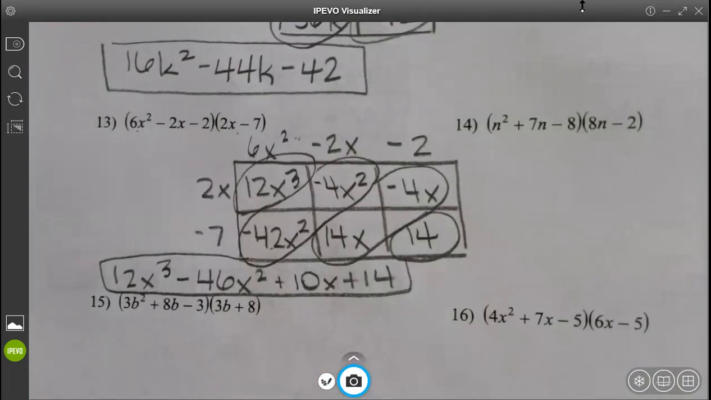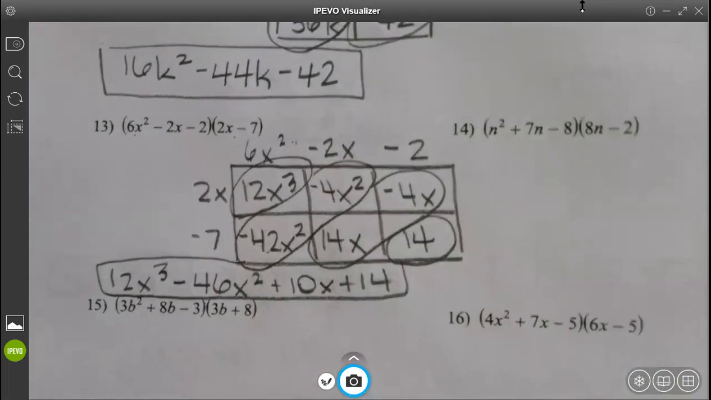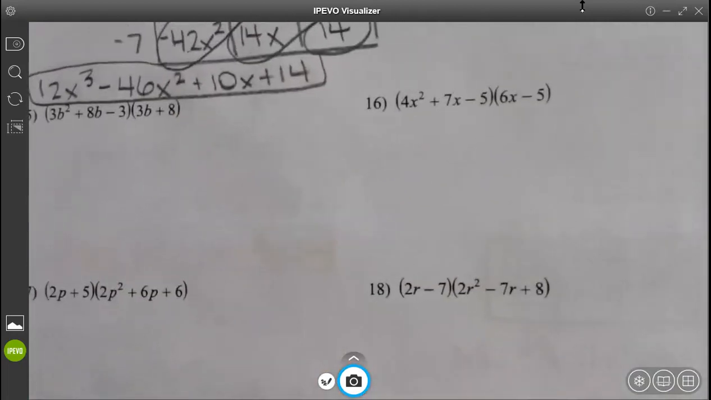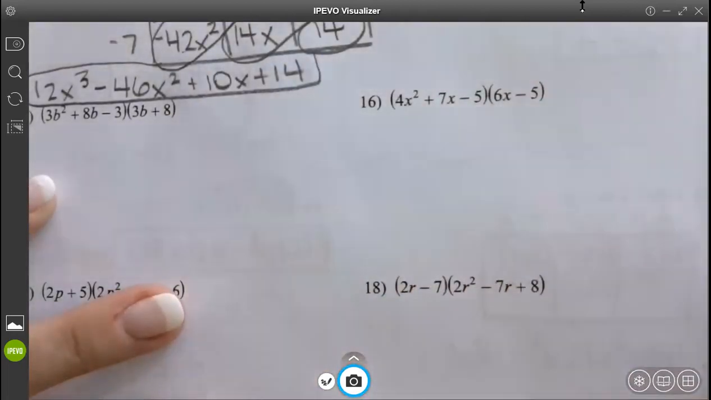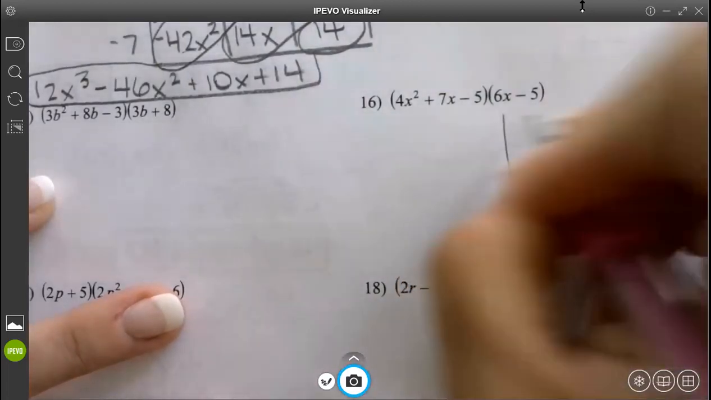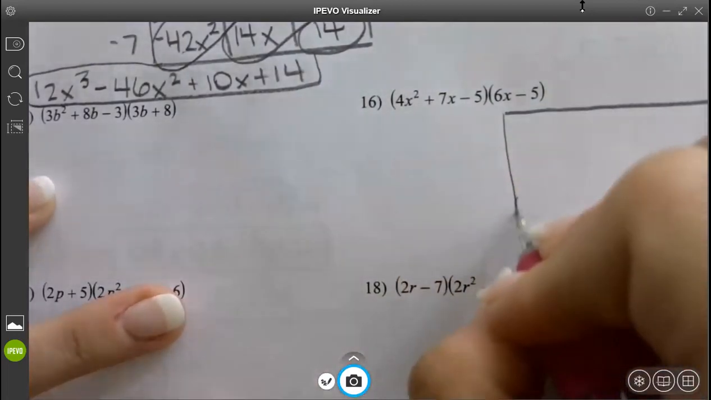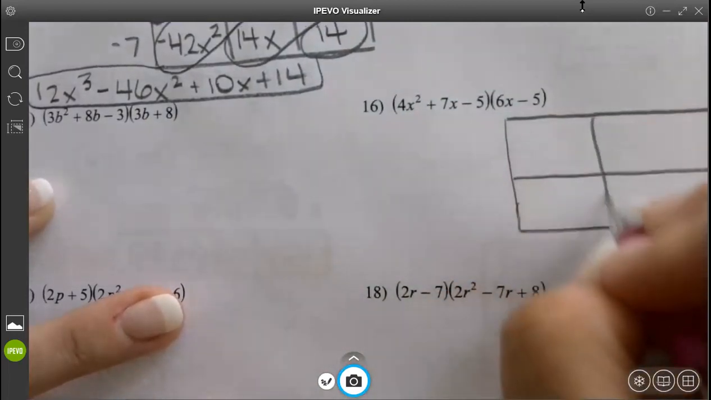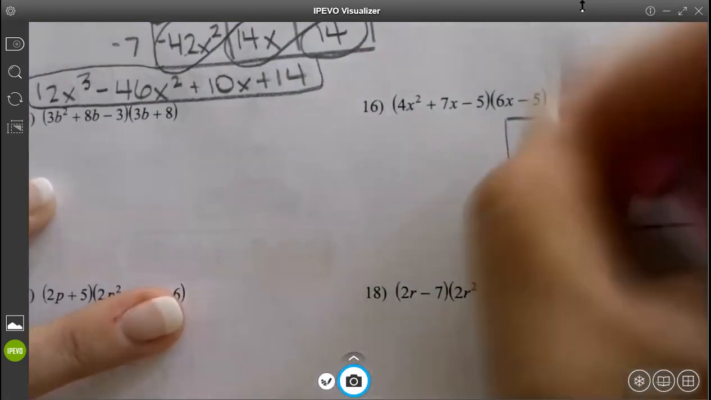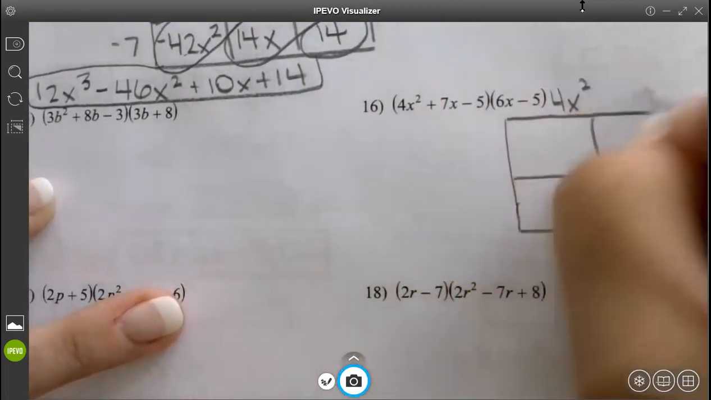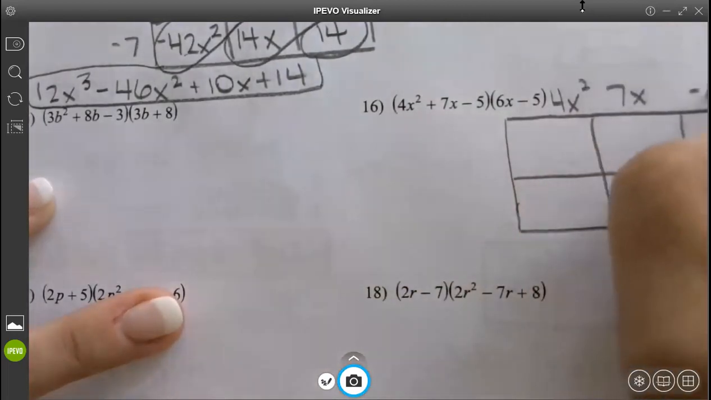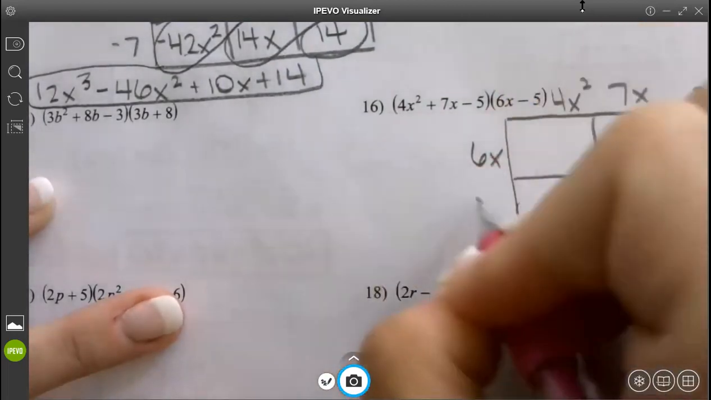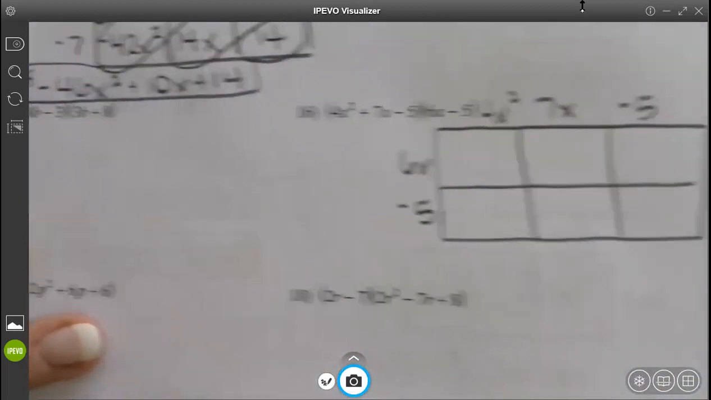We're going to go to 16. Only reason I'm skipping 15 is because it's got b's and I don't want you to confuse them with 6s. That's the only thing. Same exact way, so let's go to 16. It's also a 3 by 2. A 4x squared, a 7x, and a negative 5. A 6x and a negative 5.